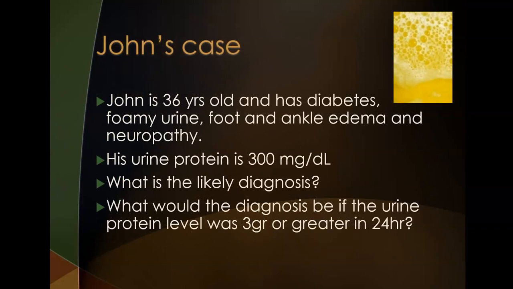So in this case, John is 36 and has diabetes, foamy urine, foot and ankle edema, and neuropathy. His urine protein is 300 milligrams per deciliter. What do you think is his likely diagnosis? And what would be the diagnosis if the urine protein level was 3 grams or greater in 24 hours? So he's obviously losing protein. He has swelling, and he has diabetes. So those are all kinds of clues.